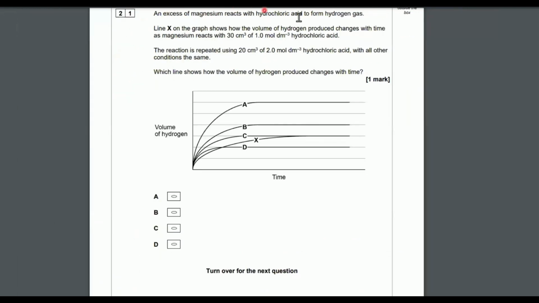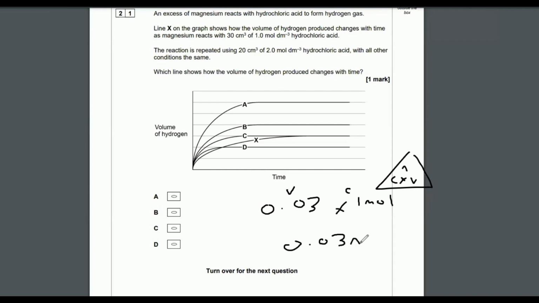Right, we have an excess of magnesium reacts with hydrochloric acid to form hydrogen gas. Line X on the graph shows how the volume of hydrogen produced changes with time as magnesium reacts with 30 centimeter cubed of 0.1 mole per decimeter cubed hydrochloric acid. The reaction is repeated using 20 centimeter cubed of 2 mole per decimeter cubed hydrochloric acid with all the conditions the same. So what I want to do is use n over CV and work out how many moles I have of each acid, and therefore I'll know how many moles of hydrogen gas are being released.